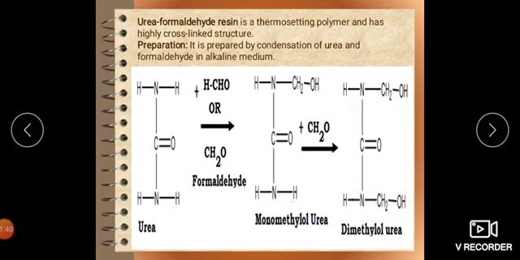This means that during the condensation of urea and formaldehyde in alkaline medium, first of all we get monomethylol urea, and on condensation with another mole of formaldehyde, this product forms dimethylol urea. These are the primary products required for the formation of urea formaldehyde resin, which is a thermosetting polymer.